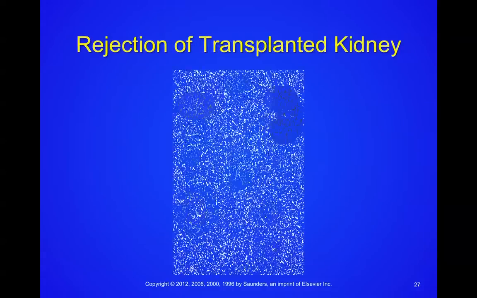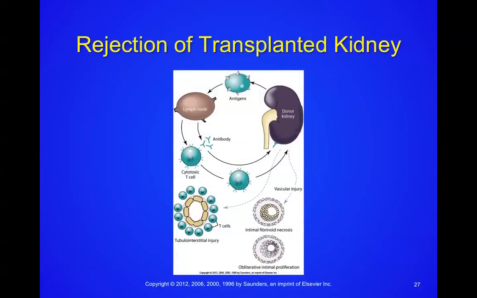In this figure, we can see how the reaction to a transplanted kidney involves a combination of hypersensitivity reactions. Antibody-mediated type 2, cytotoxic T cells involved in the development of granulomas through a type 4 reaction, causing tubulointerstitial injury, and fibrinoid necrosis, a type 3 reaction.